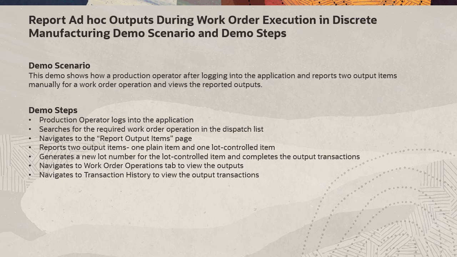Production operator searches for the required work order operation dispatch list and navigates to the report output items page to report the output items. The first item reported is a plain item without lot or serial control, and the second item is a lot controlled item for which a lot number can be generated or an existing lot number can be used. In the demo, the operator generates a new lot number for the item and completes the transaction. The transacted outputs can be viewed in the Operations tab in the work order, and the output transactions can be viewed in the transaction history page.